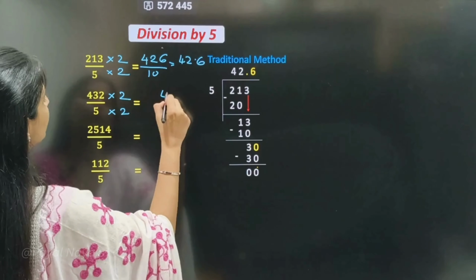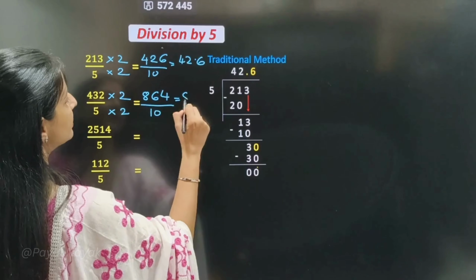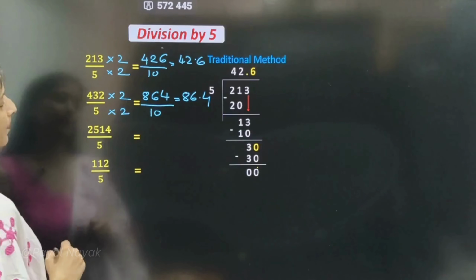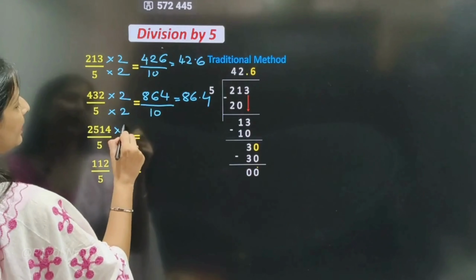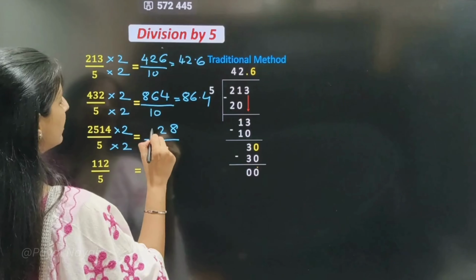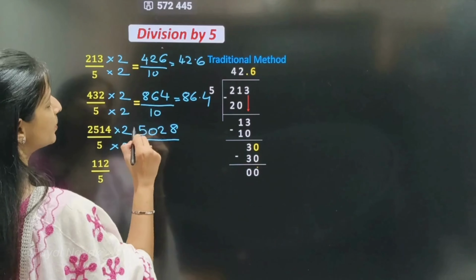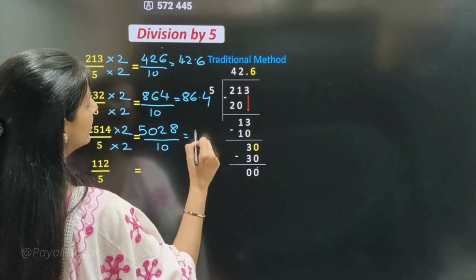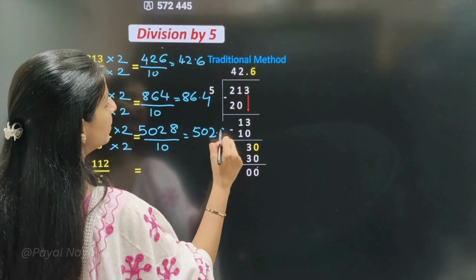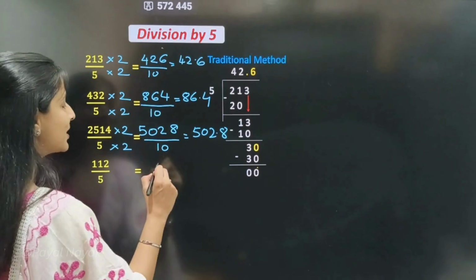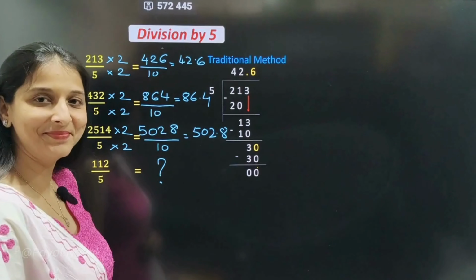Same way here, double the number. So this becomes 2 2s are 4, 3 2s are 6, 4 2s are 8, upon 10. So this is 86.4. And here also, this becomes 4 2s are 8, 2 1s are 2, 5 2s are 10, carry 1, 2 2s are 4, plus 1, 5, upon 10. So your answer is 502.8. And this question is for you.